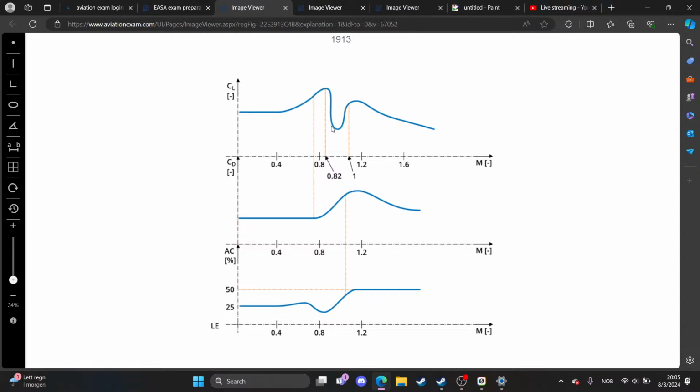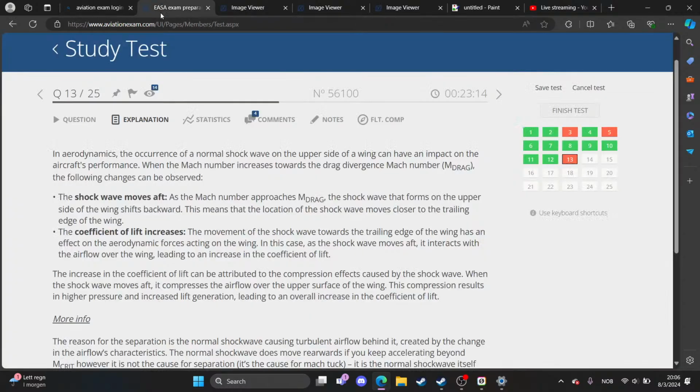Here's Mach critical number at 0.82. And then if you just go past it, it decreases. Coefficient of lift decreases and then increases. I call bullshit.